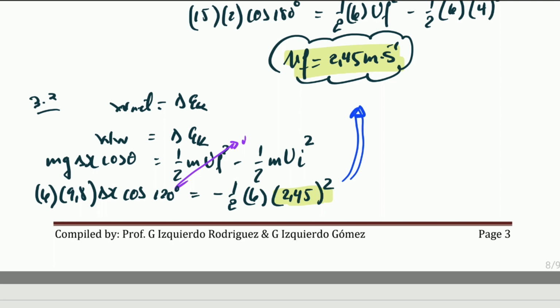So guys, this one is the question. Now all you have to do is this calculation, and when you do so, the answer for the displacement or distance is going to be 0.61 meters. So this is the question.